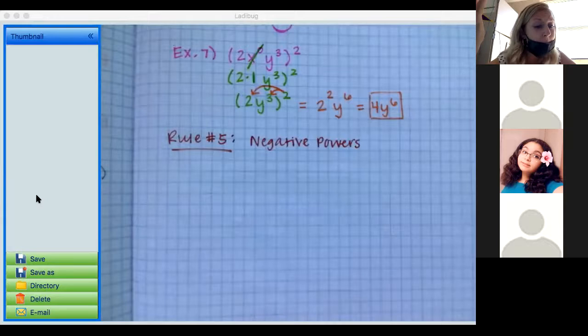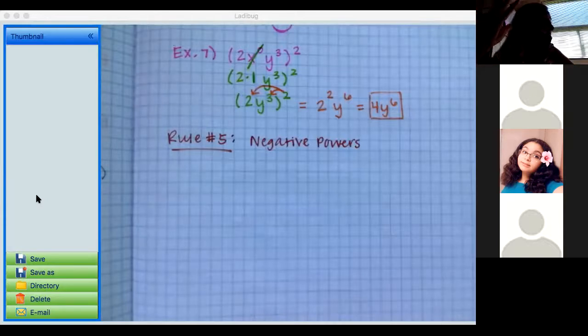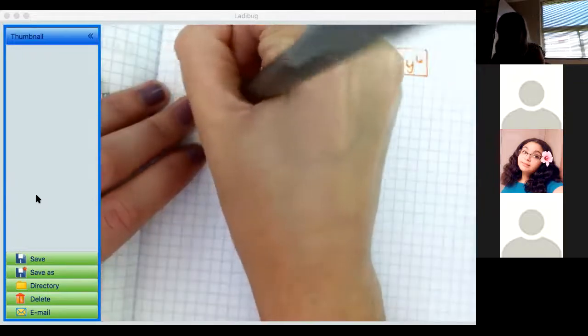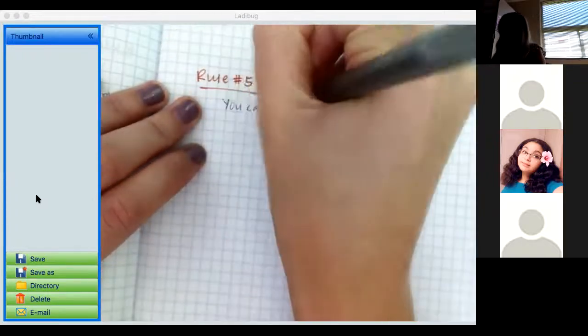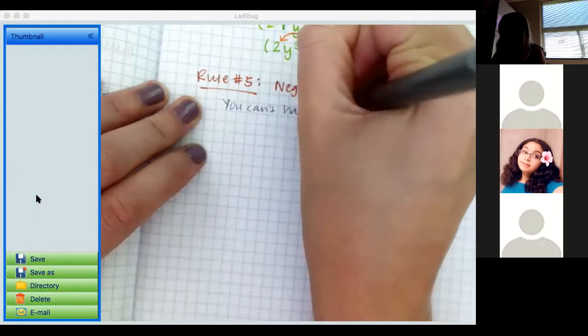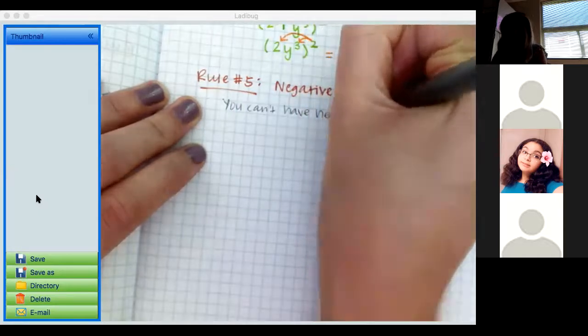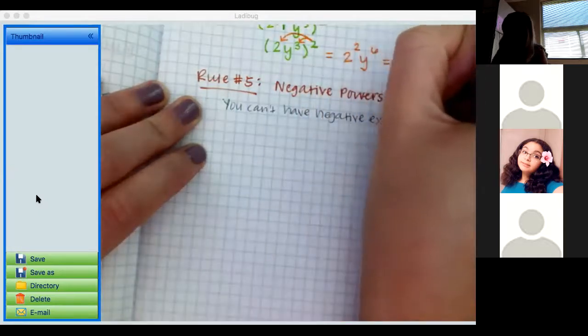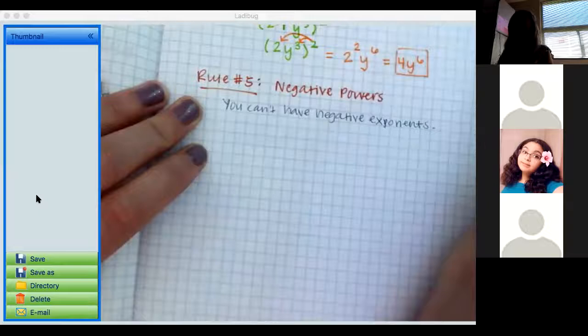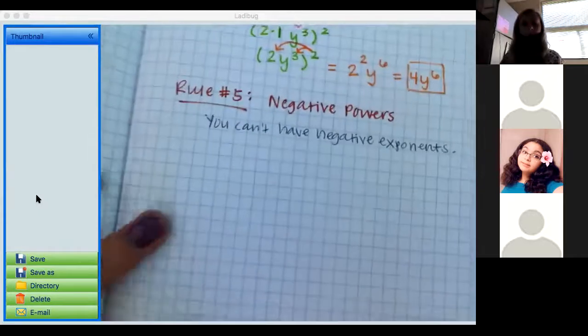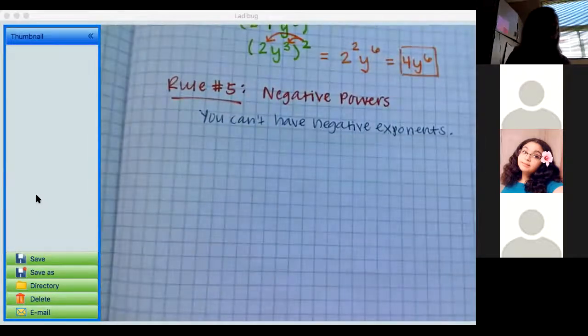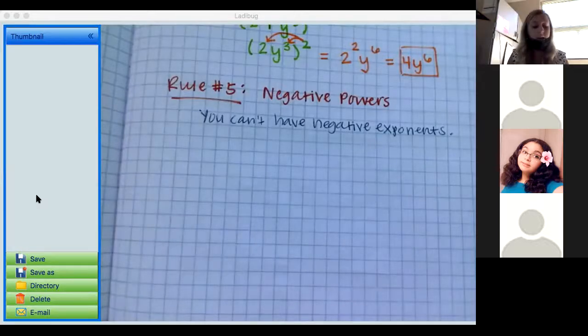We don't know what that means. Negative exponents, negative time. We don't know what that means. Does everybody understand that? So look, you can't have negative exponents. I'm hoping you learned that in middle school, but I've learned over the years that you don't always learn this one in middle school. This is usually the one that's brand new. You cannot have negative exponents.